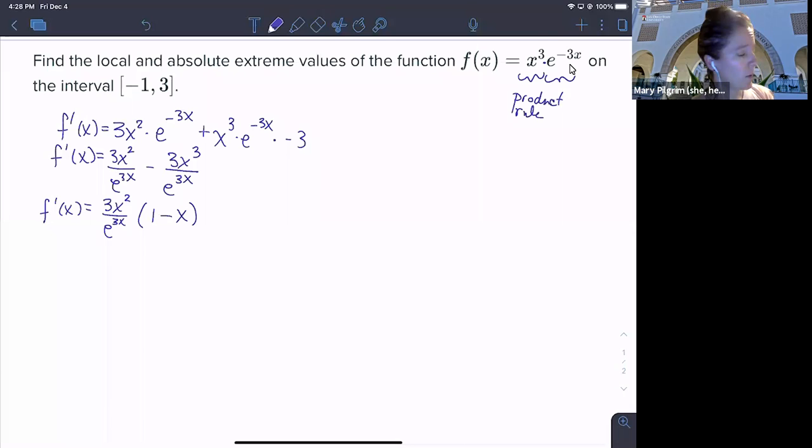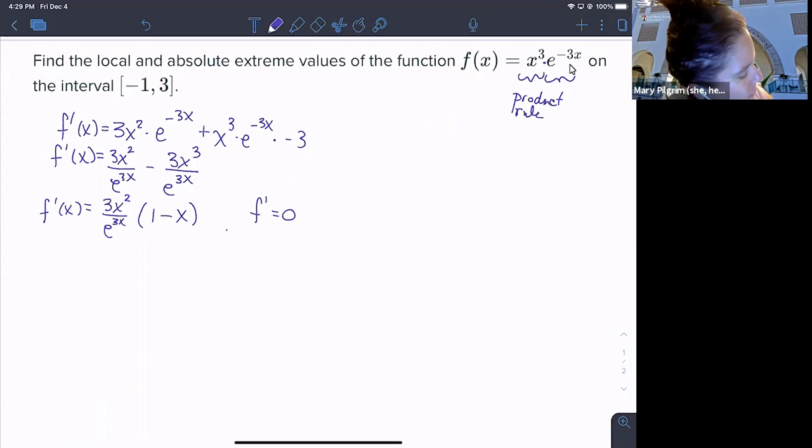There is no x value for which the derivative is undefined. I'm not going to get 0 in the denominator there. I've got e to the 3x. It doesn't matter what real number I choose for x, I'm never going to have 0 in the bottom. So that leaves me with when is f prime equal to 0?